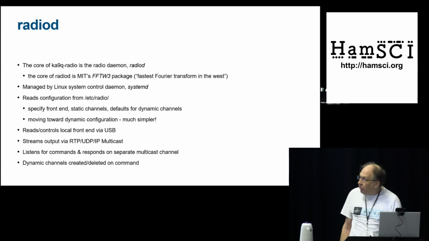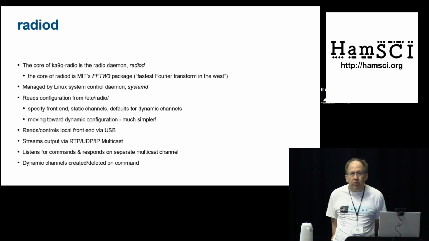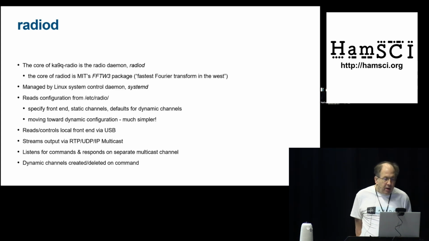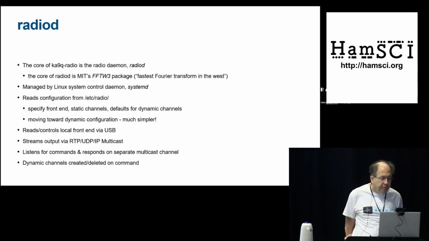Okay, I hope this is not too small to read. So looking at the ka9q package itself, the heart of the package is a daemon called Radio D. It runs under Linux. It's managed by the systemd application or user process manager in Linux. It's integrated into that. I mentioned that it uses FFTW3. It reads a set of configuration files from the directory etc/radio that specify what front end you're using, what sample rate you want to use, the overlap factor, and all the numbers I just talked about.